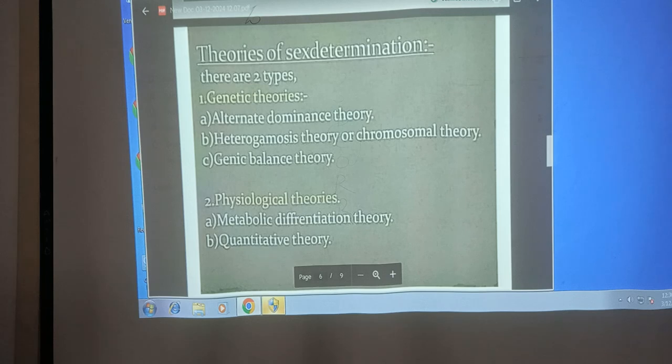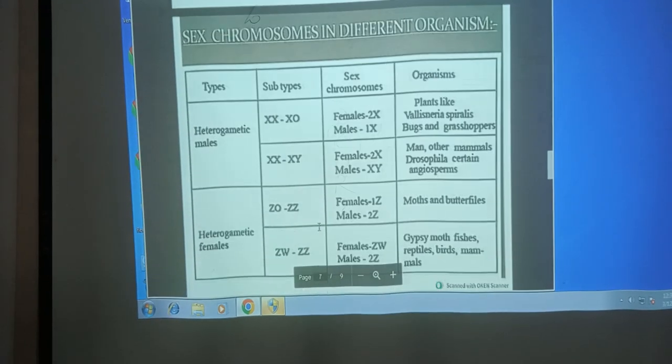Different theories of sex determination. There are two types: genetical theories and physiological theories. Genetical theories include the alternative dominance theory, heterogamous or chromosomal theory, and genetic balance theory. Physiological theories include the metabolic differences theory and the quantitative theory. This is also very important.